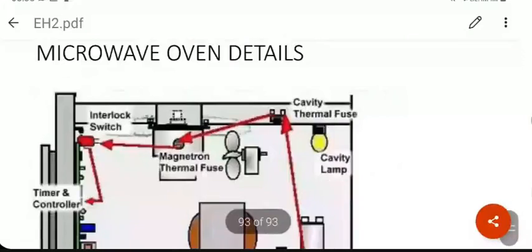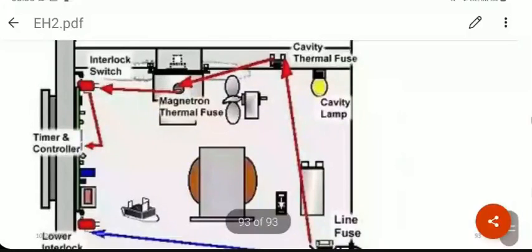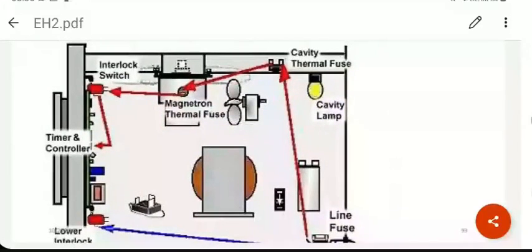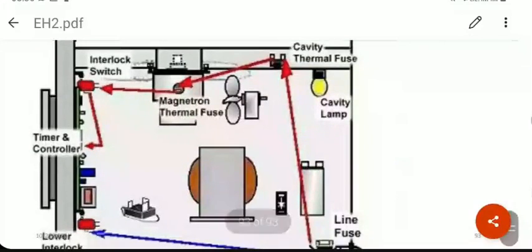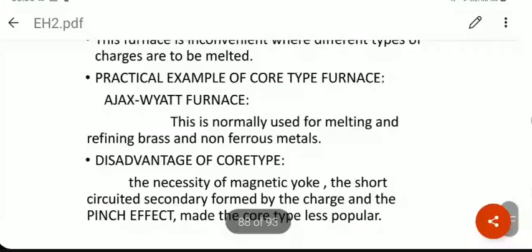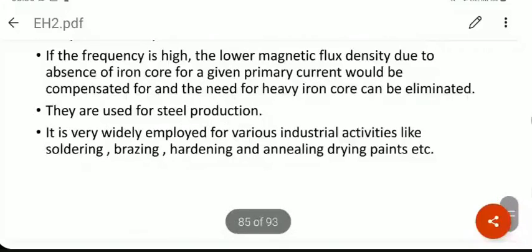The generator that is used to produce the 2.4 gigahertz signal is known as a magnetron. Again, there's a lot of detail here. You may not need to know everything, but be aware that this is also a very popular method of electric heating. So that gives you an overall idea about what is happening in the world of electric heating today.